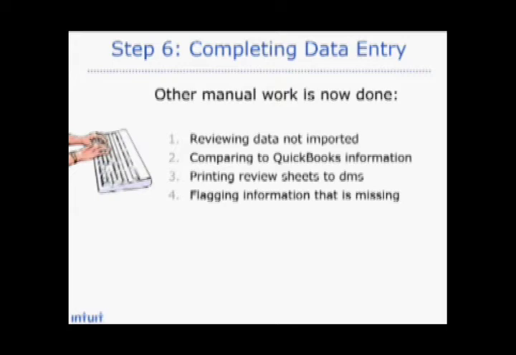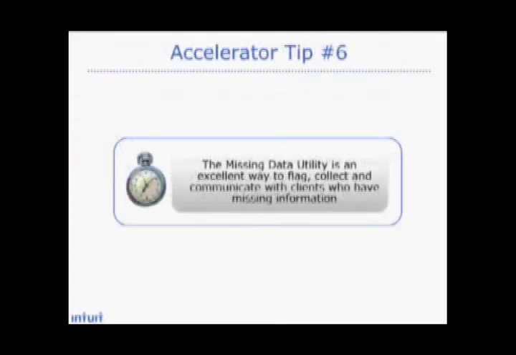In ProSeries, if the attendees don't know this, the missing data utility is a huge time saver for us, and is an excellent way to flag, collect, and communicate with clients who you have missing information with. This tool will bring up their email. It will bring up a link to where it's missing in the tax return, and we also utilize this to do internal review notes that we can clear to make ourselves much more efficient on missing information.